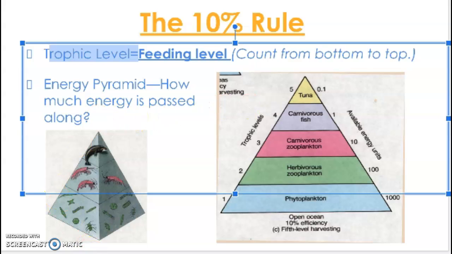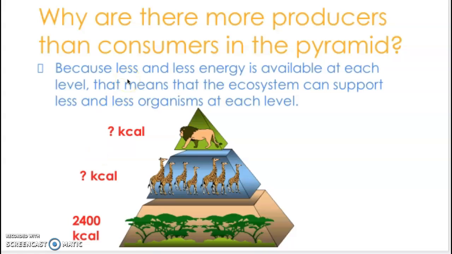Okay, so again, energy only goes in one direction. The sun to producers, to consumers, to decomposers. It's not a cycle, but a cycle in terms of putting back nutrients. And the last slide I want to go over is, why are there more producers than consumers? Because less and less energy is available at each level, the ecosystem can support less and less organisms at each level.